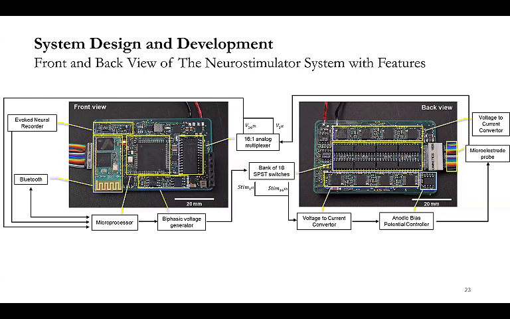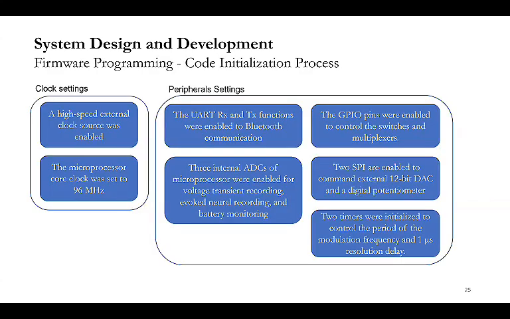So after all the electrical functions are done, I planned the firmware programming. Basically, in the firmware section, you have to set up all the clock settings, and after that, you have to make all the peripheral settings for the UART communication, enabling the data transfer through the Bluetooth.